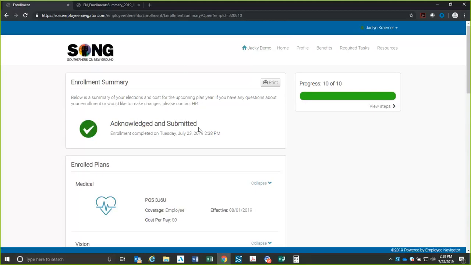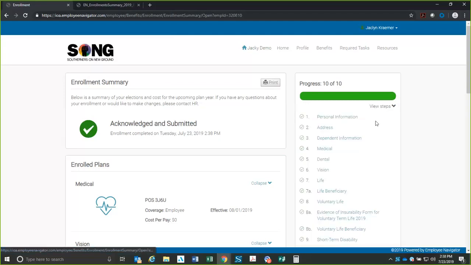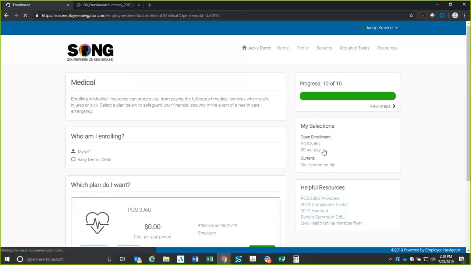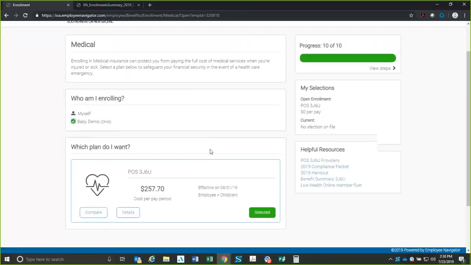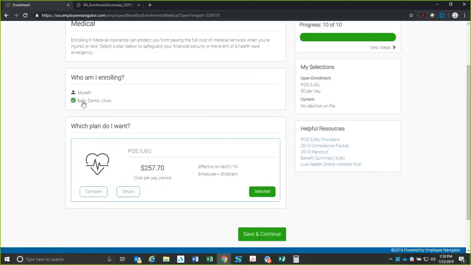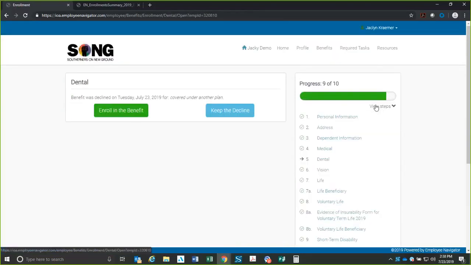My only question is, say you had a dependent this year and you would like to take them off coverage for 2019, could you show us how to do that? Oh, yeah, actually. Let me just pop right back into my medical. So all you'd have to do is click or unclick. So let's save and continue real quick, and I'll go back.